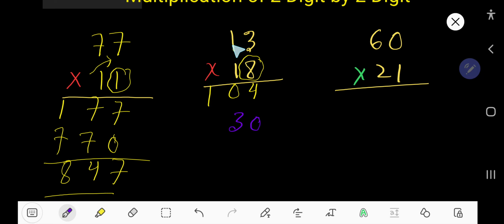1 times 1, that gives us 1. Now add. 4, 3 plus 0, 3, 1 plus 1, 2. 34 is the answer, right?